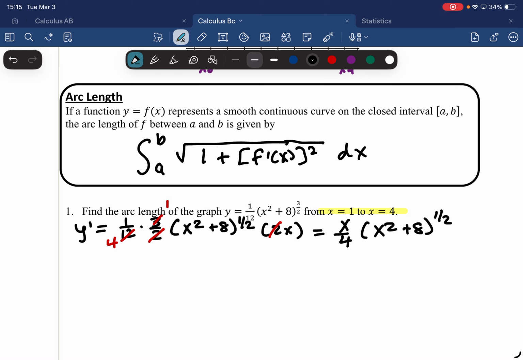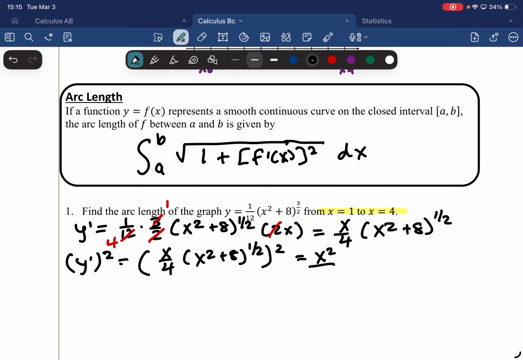My next step is to square the derivative. Okay, so that is x over 4 times (x squared plus 8) to the 1/2, squared, which means I get x squared over 16 times (x squared plus 8) because the 1/2 and the square cancel. Okay, everyone with me so far?